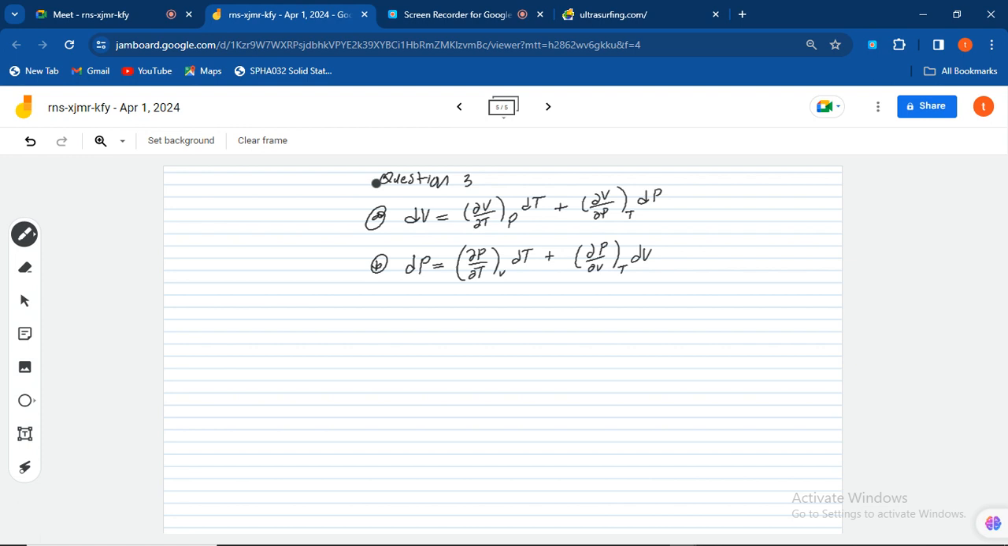And then we move to part C. Here we have dV equal to ∂V/∂T at constant P, times dT, plus ∂V/∂P at constant T, times dP.